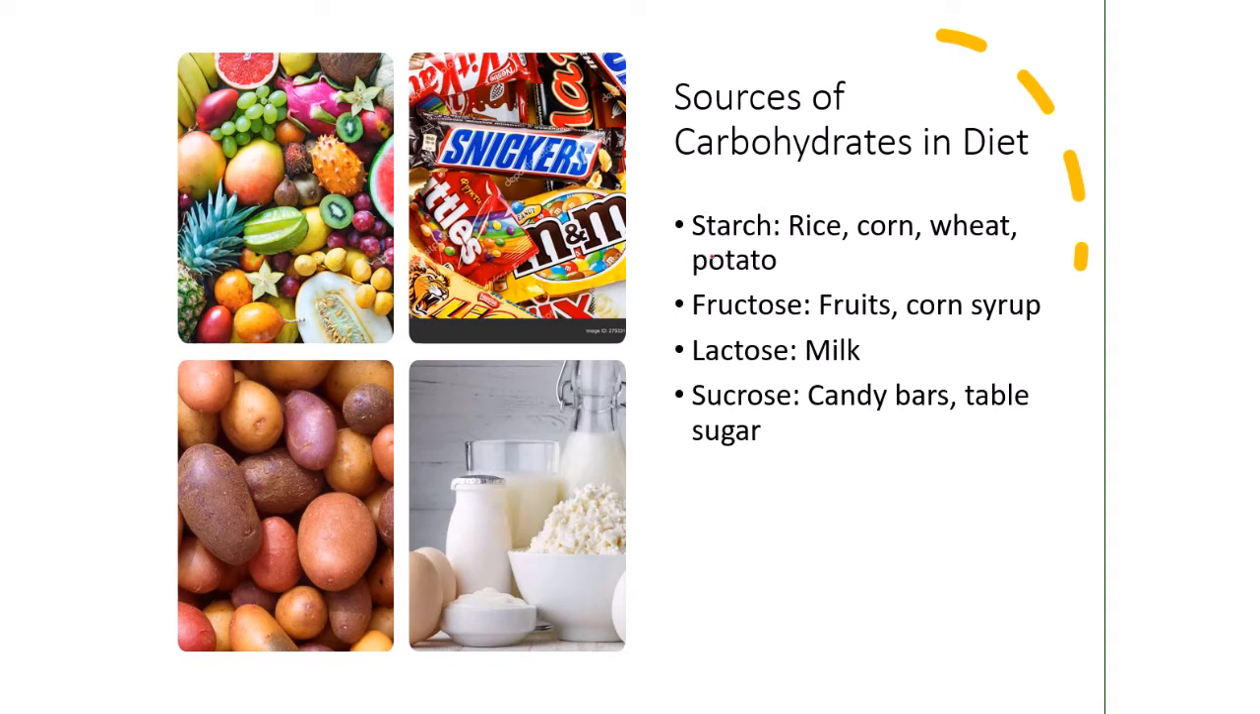We can get it in the form of starch. There is starch in rice, corn, wheat, and potato. So anytime you eat, say, pasta or bread, there is going to be an intake of starch. Potatoes have a lot of starch in them. There is something called fructose, a carbohydrate that you can find in fruits and in corn syrup. Lactose, you will be able to find in milk. And then there is sucrose, which is your kitchen sugar, your table sugar, and you find a lot of sucrose in things like candy bars.